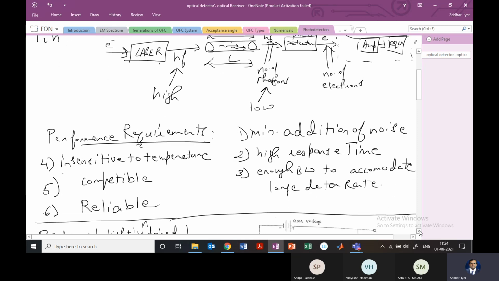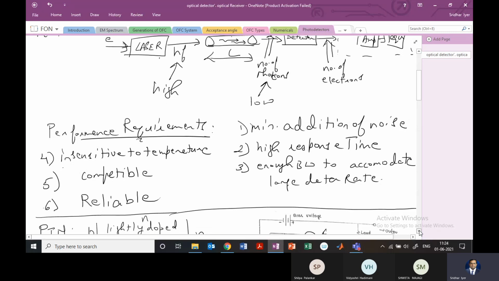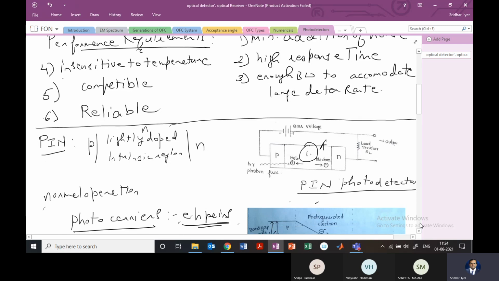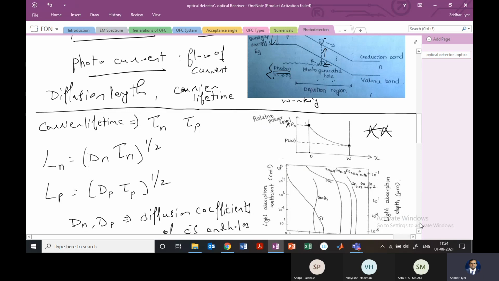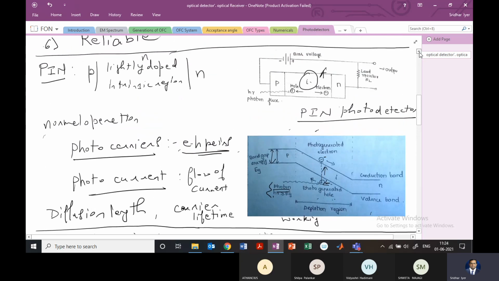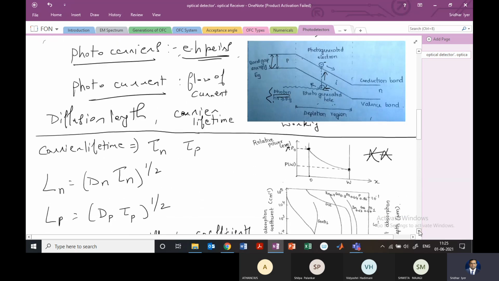So it basically needs to minimize the addition of noise by itself. Response time should be high, and it should work over a large bandwidth, and then there are the usual requirements. We discussed the pin diode, how it operates. You can have an intrinsic material in between the PN junction, and based on the doping level, the carriers are going to be generated. And as these carriers move, they are going to recombine with each other, and hence the current value is going to go down, and that distance over which this occurs is known as the diffusion length, and there is a lifetime for the carrier, right?